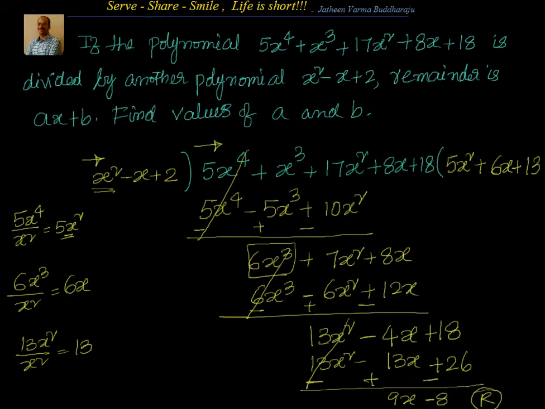Now we have been told that the remainder is in the form of ax plus b. Ax plus b, 9x minus 8. You just compare them. You can see that a equals 9, b equals minus 8.